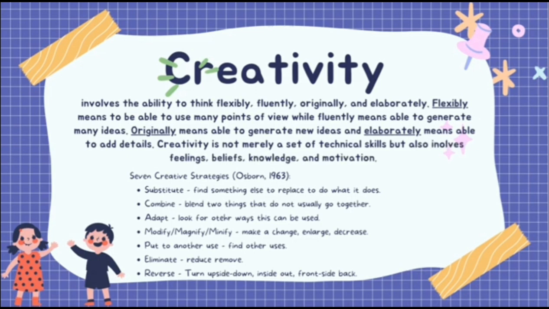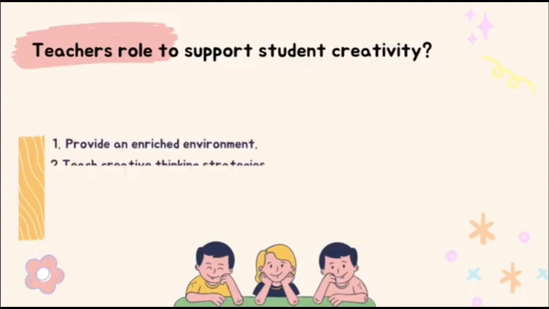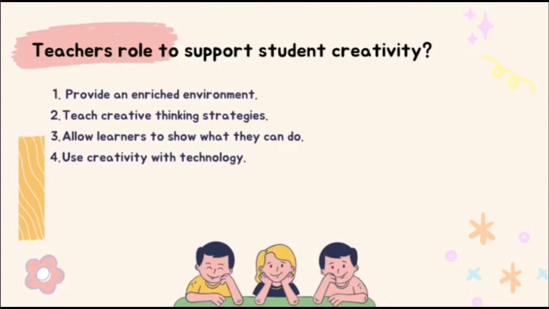And there are seven creative strategies, according to Osborn of 1963. Number one is to substitute, or to find something else to replace to do what it does. Number two is combine, when you blend two things together that do not usually go together. Next is to adapt. Look for other ways which this can be used. Modify, magnify, minify: make a change, enlarge, decrease. Put to another use. Find other uses. To eliminate, or to reduce or remove. And to reverse, to turn upside down, inside out, and front side back.